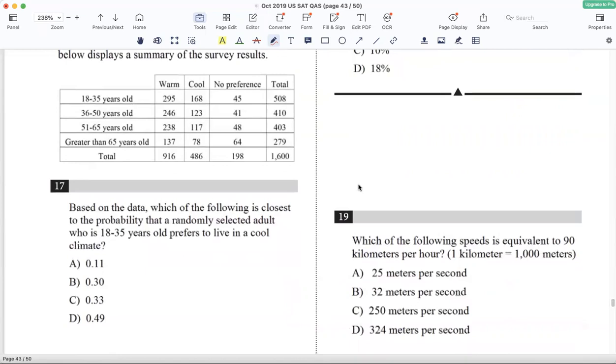Based on the data, which of the following is closest to the probability that a randomly selected adult who is 18 to 35 years old, so this group, prefers to live in a cool climate? So 168 over 508. So let's plug that in the calculator. 168 divided by 508. So that's 0.33, option C.